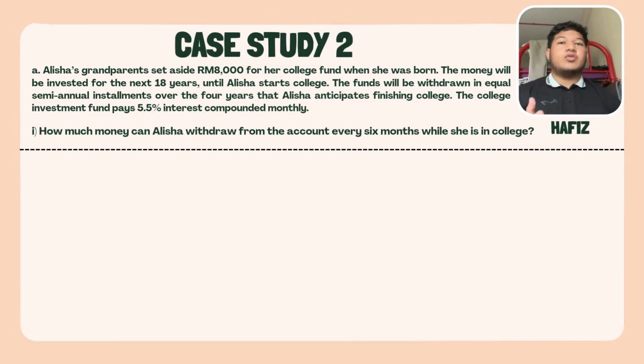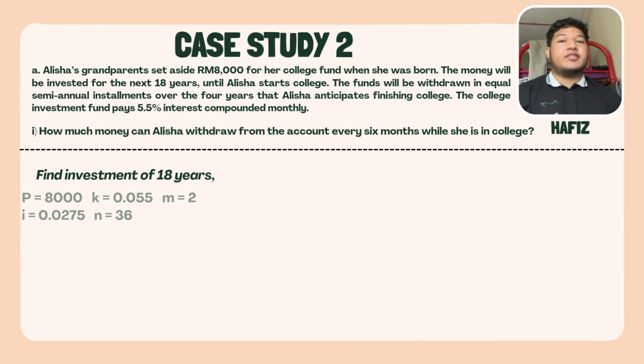So for case study 2, we're going to find how much money Alisha can withdraw from her account every 6 months while she is in college. First, we're going to find the investment over 18 years. So P equals 8,000, K equals 0.05, M equals 2, i equals 0.0275, and n equals 36.